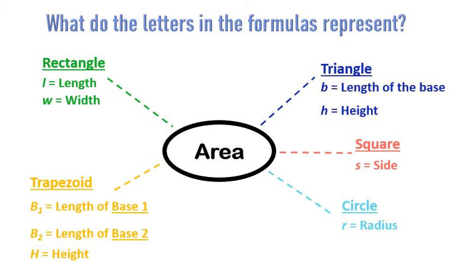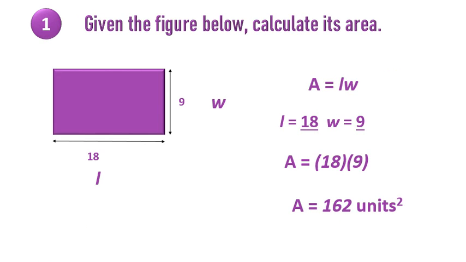So what do the letters in the formulas represent? For a rectangle, L equals length and W equals width. For a trapezoid, B1 equals the length of base 1, B2 equals the length of base 2, and H equals the height. For a triangle, B equals the length of the base, and H equals the height. For a square, S equals the length of the side, and for a circle, R equals the radius.